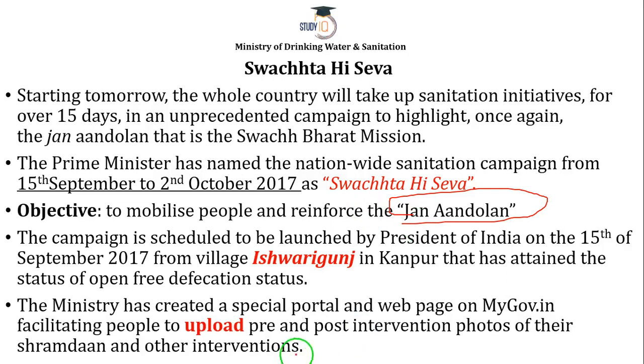The other thing is, it is going to be officially launched by the President of India on 15th, that is tomorrow, and it is going to be launched from a village called Iswariaganj, nearby Kanpur. People can also upload their pre and post intervention photos to share the things they have done in these 15 days.